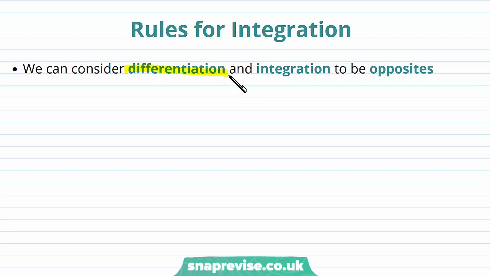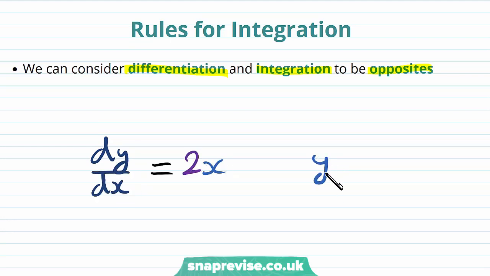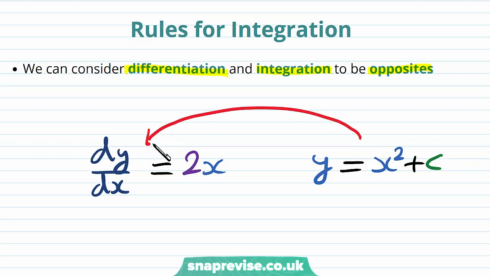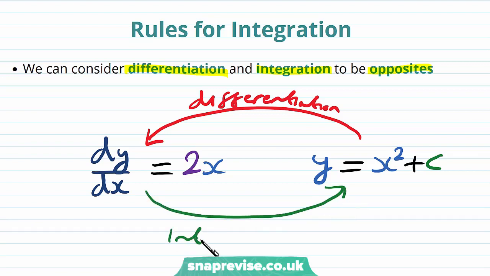We can consider differentiation and integration to be opposites. Given the same equation dy by dx is equal to 2x, we can form y is equal to x squared plus c. Going from the right hand side to the left hand side is differentiation. We differentiate the curve y equals x squared plus c to get dy by dx is equal to 2x. We've seen this before. On the other hand, going in the opposite direction is integration. Therefore, differentiation and integration are opposites.